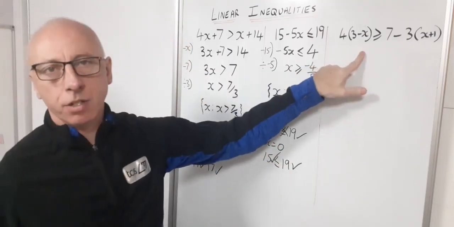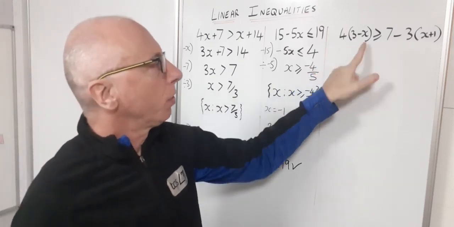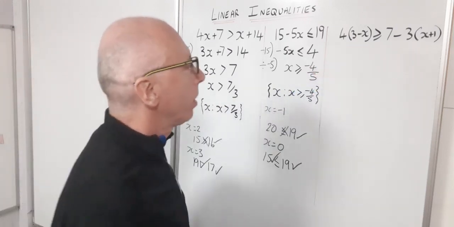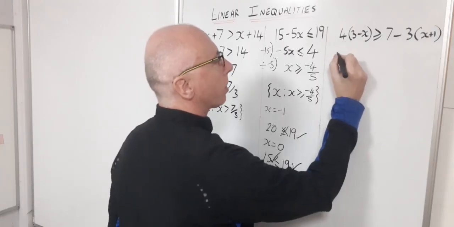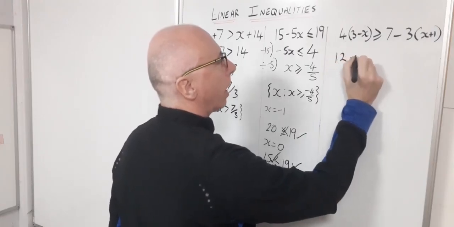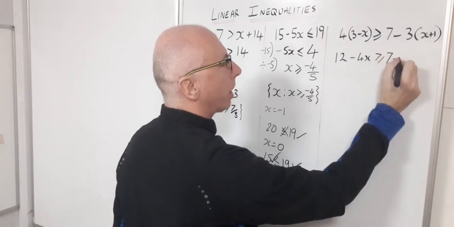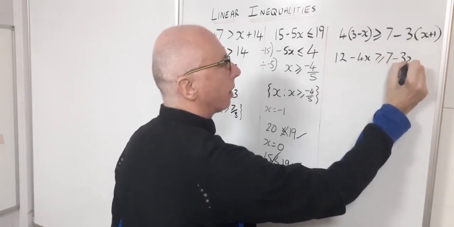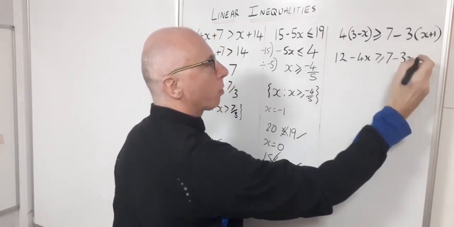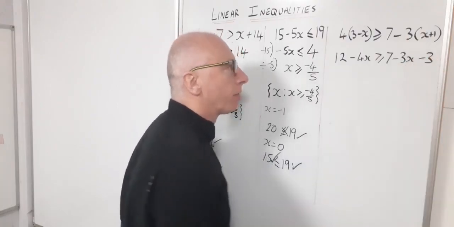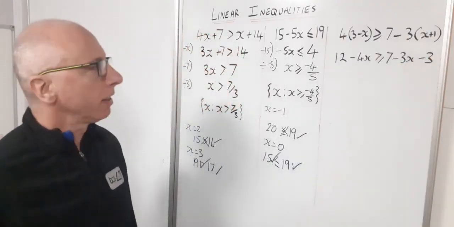Okay, let's move on to this one. So first of all, just like you would an equation, let's get rid of those brackets. So 4 3s are 12, minus 4x is greater than or equal to 7 minus 3x, and then minus 3 times plus 1 is minus 3. So that takes care of that.